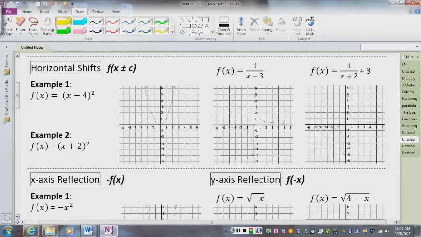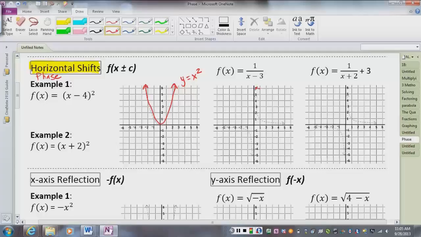In this video, we're going to talk about horizontal shifts. Horizontal shifts are sometimes referred to as phase shifts. And the two functions we're going to be working with in this video are our parent function y equals x squared. This forms my parabola.